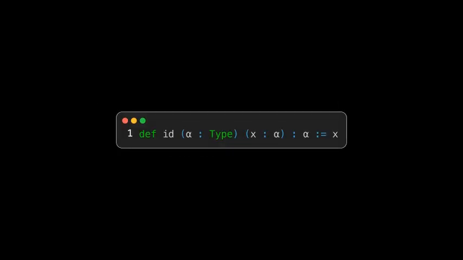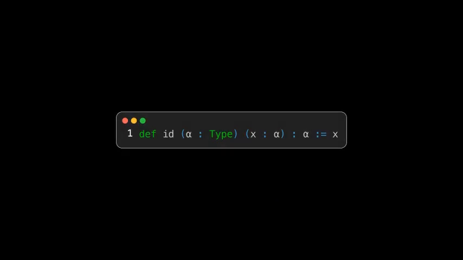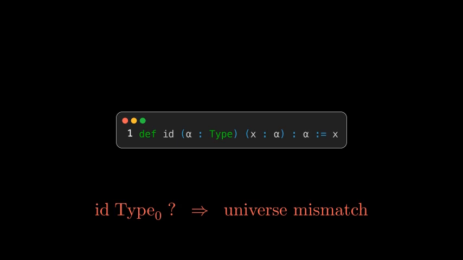Look back at the polymorphic identity. There's a hidden constraint in that line. Alpha colon Type actually means alpha colon Type 0. So it only works on ground floor types. But we'd also like to feed id a type itself, to apply it to Type 0, which lives one floor up. The naive call doesn't type check.